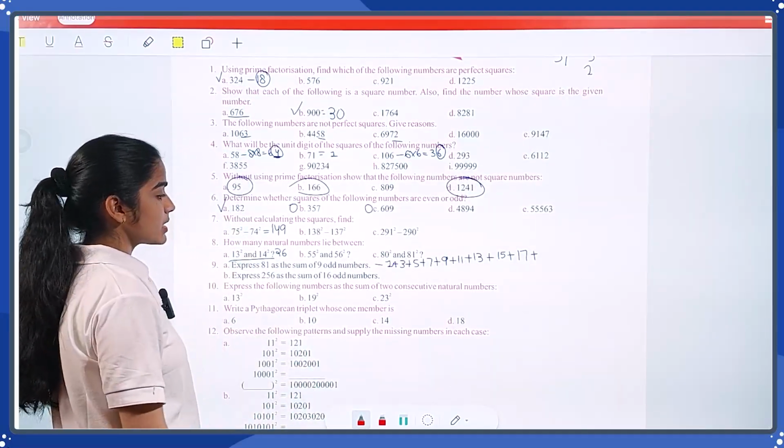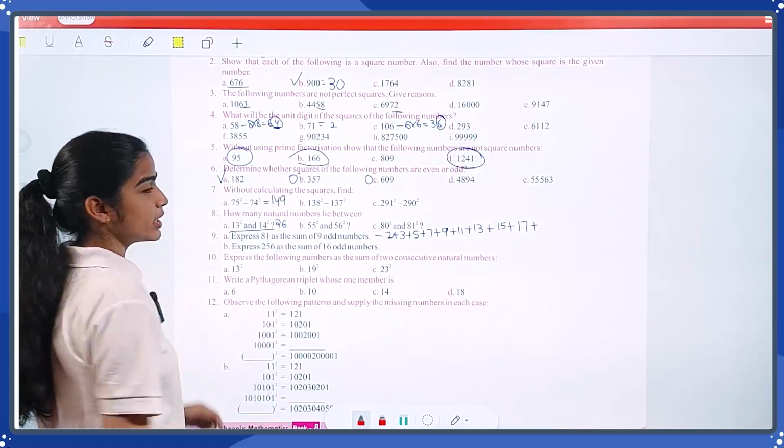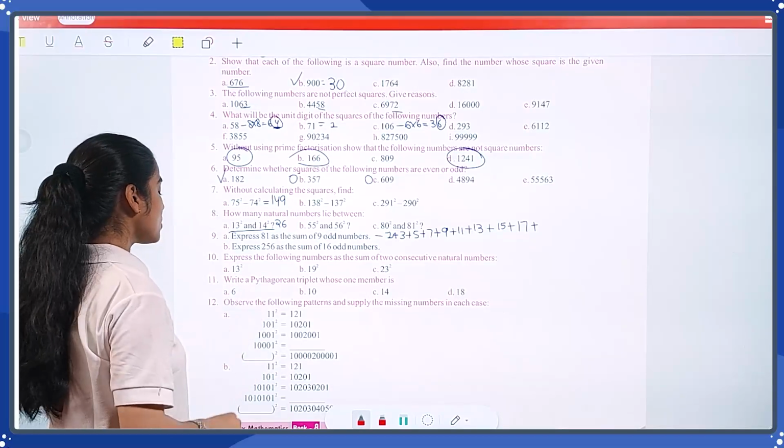Express the following numbers as the sum of two consecutive numbers. So how can you express it? I already explained this to you in an example. So you have to go through that example or simply solve this question.